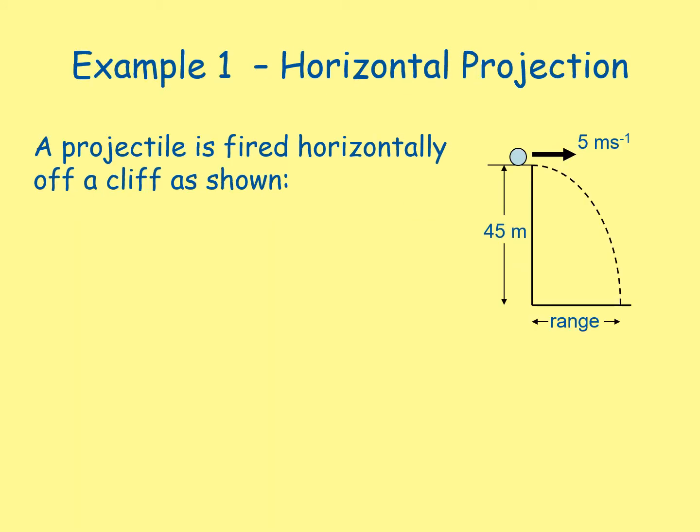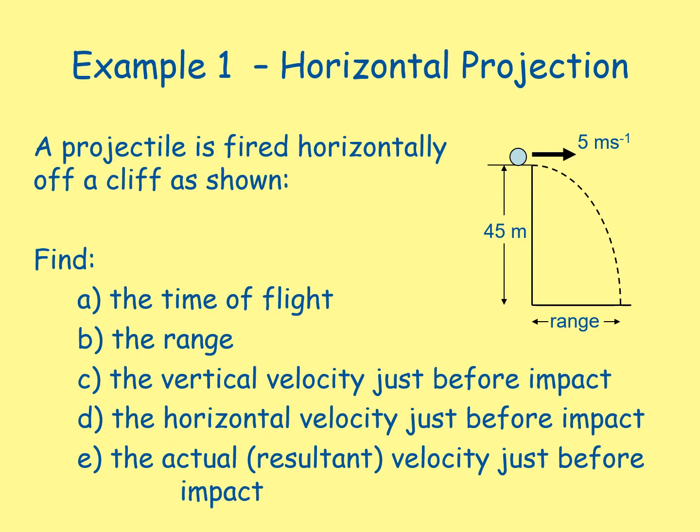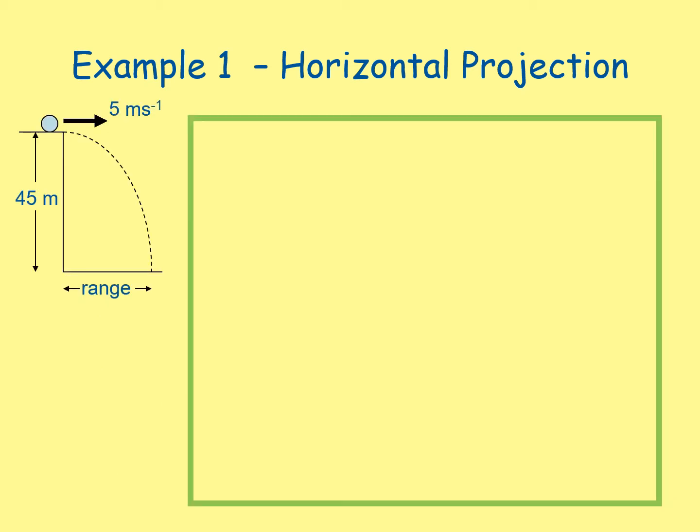Example 1. Horizontal projection. A projectile is fired horizontally off a cliff as shown. Find the time of flight, the range, the vertical velocity just before impact, the horizontal velocity just before impact, and the actual or resultant velocity just before the impact. First, let's write down what we know and what we don't know, splitting this up into our vertical and horizontal.